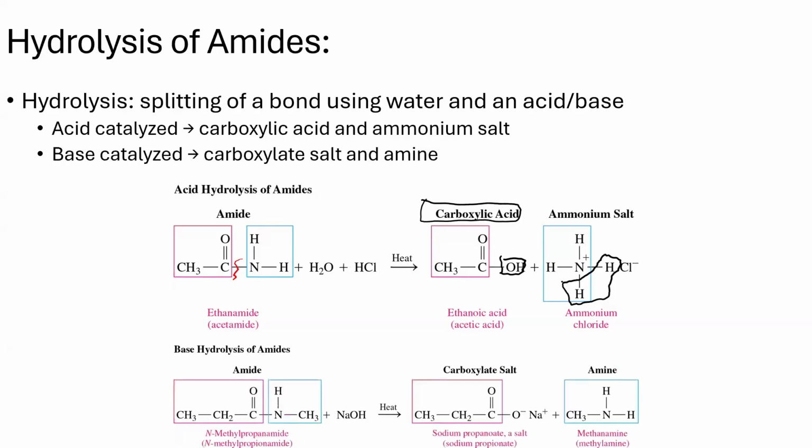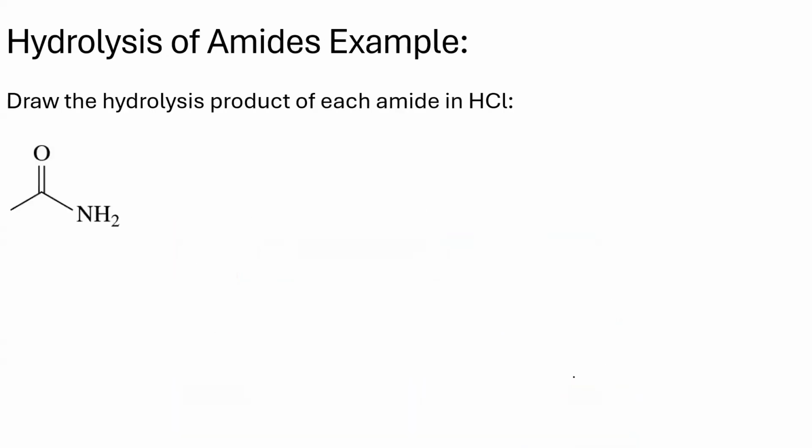When we do it with base, we're breaking the same bond, right? It's this carbon-nitrogen single bond, but then we're going to form our carboxylate salt, which is just O minus Na plus, or whatever base you use. Usually it'll be a strong base like NaOH. And then we'll add a hydrogen to our nitrogen amine group to reform our amine. So let's look at some examples.